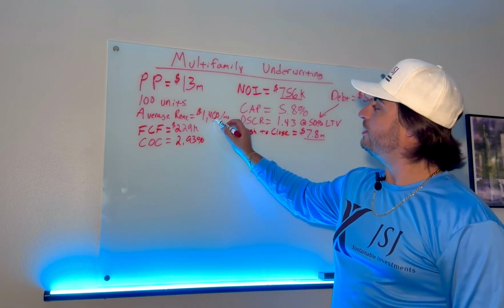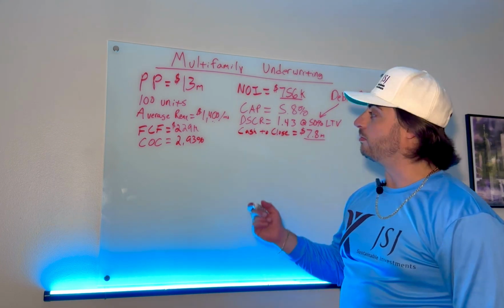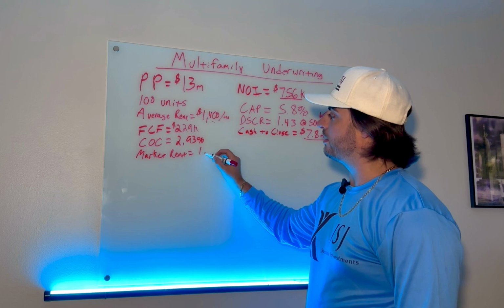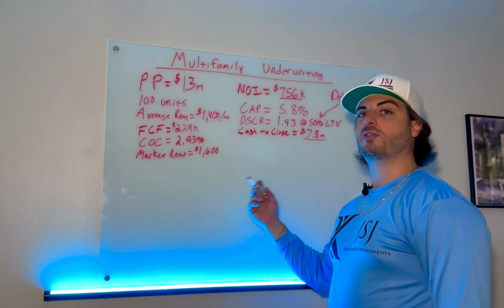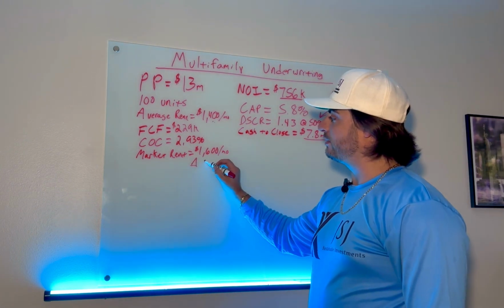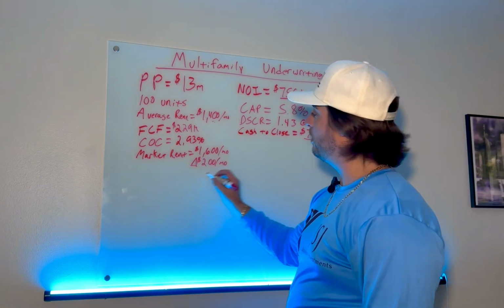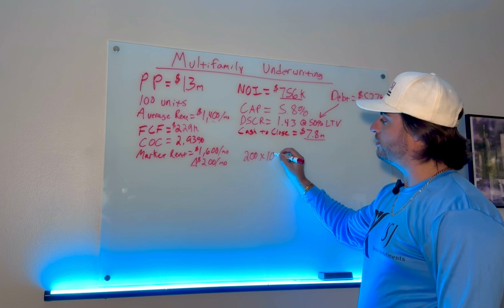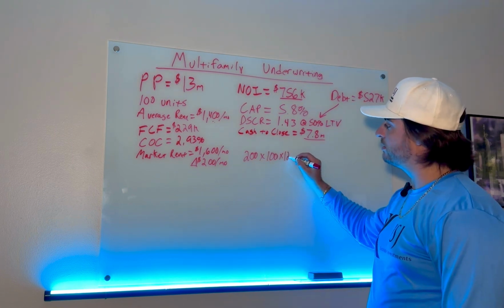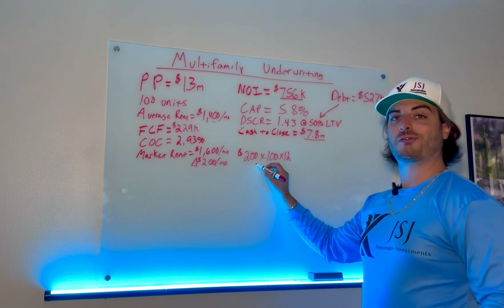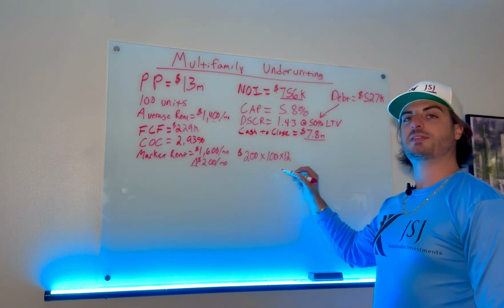What if we were able to raise the rent on this property? What if $1,400 is below market rents? What if market rents on this property is $1,600? And now we're able to increase the income by a delta of $200 a month. So what would that do? Let's take $200 times 100 units times 12 months.